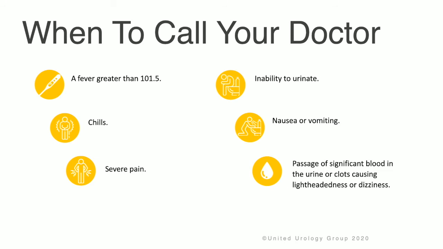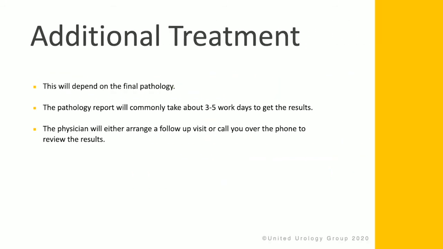Please call your doctor or 911. Additional treatments will depend upon the final pathology after the TURBT. A pathology report usually takes about 3 to 5 working days to get back. The physician will either arrange a follow-up visit or call you over the phone to review your results with you.